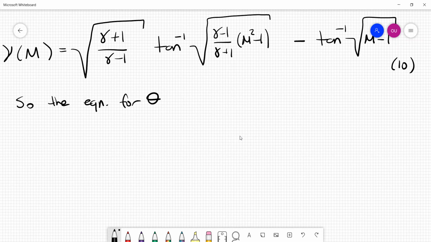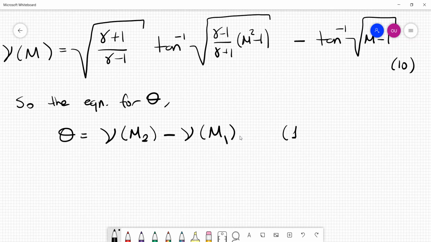So the equation for theta can be written as this. Theta will be simply equal to this Prandtl-Meyer function evaluated at M2 minus the Prandtl-Meyer function evaluated at Mach 1. The Mach 1 meaning upstream of the Mach wave, and M2 downstream of the Mach wave, or if you have many Mach waves, you can consider it as the total turning angle.